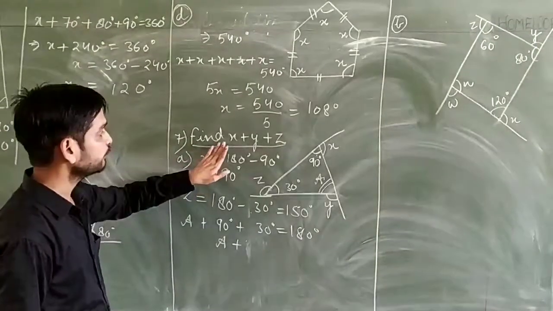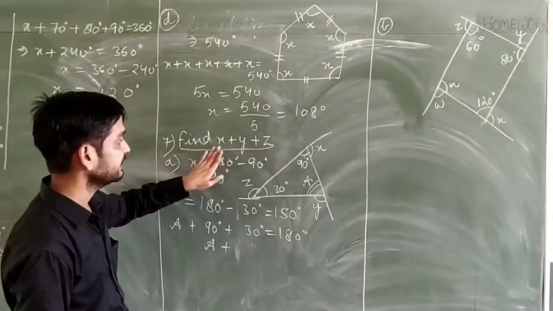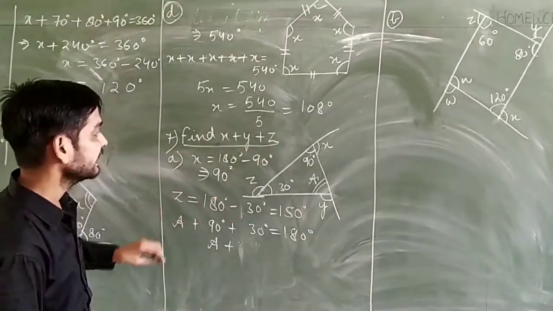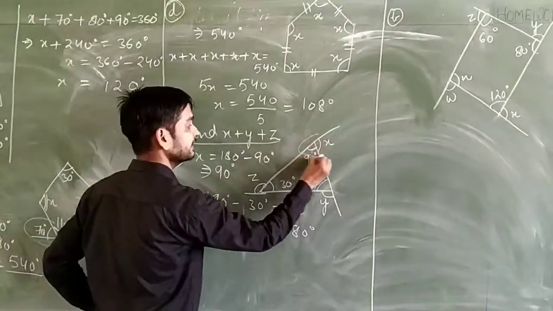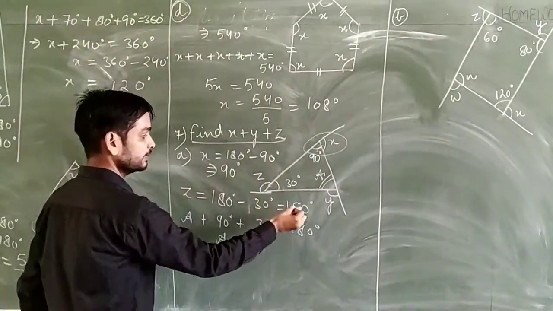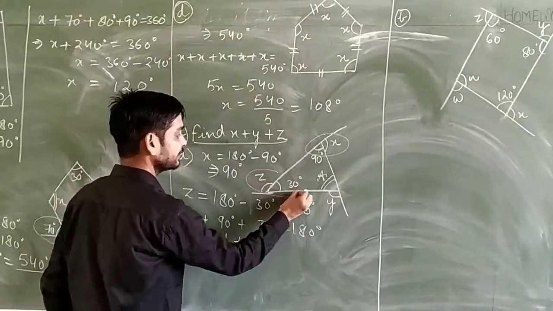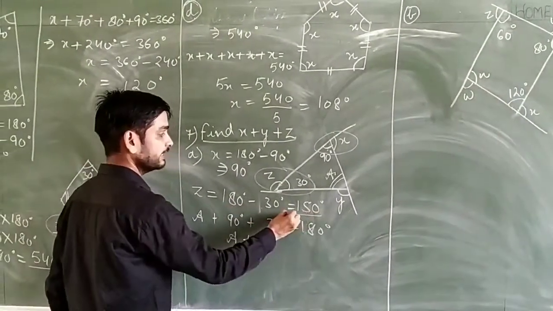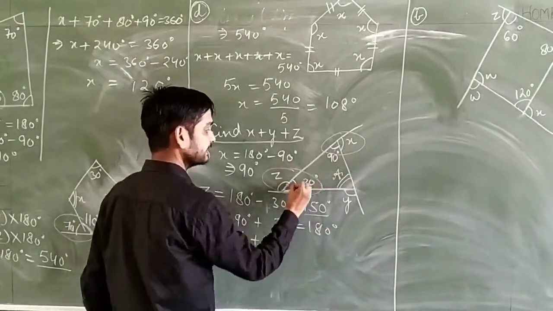Let's see question number 7. In this question, we have to find out the value of x, y and z. Then we have to add these values. Let's see the x. You can see this is the linear pair. So x value is 180 minus 90 degrees. Similarly, you can see this is the linear pair. So z's value is 180 minus 30. That means 150 degrees.